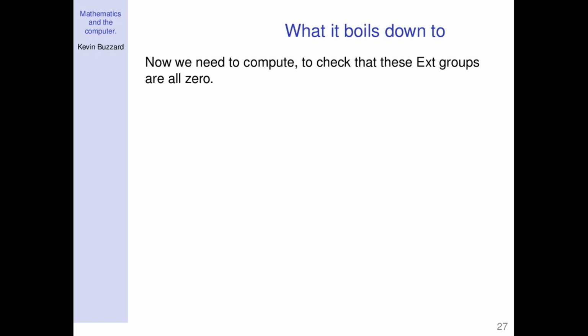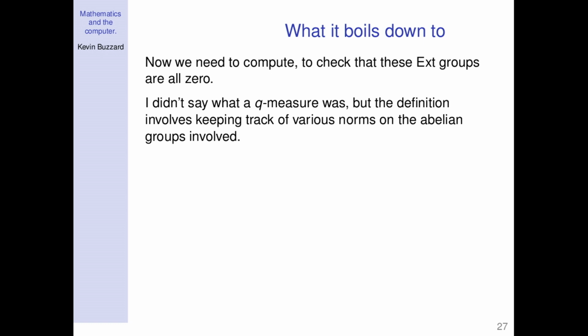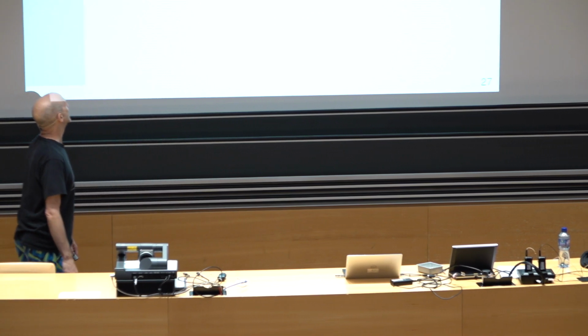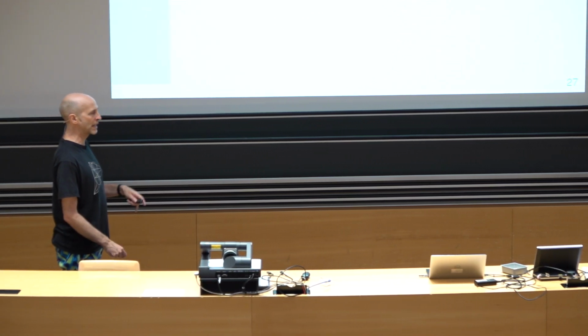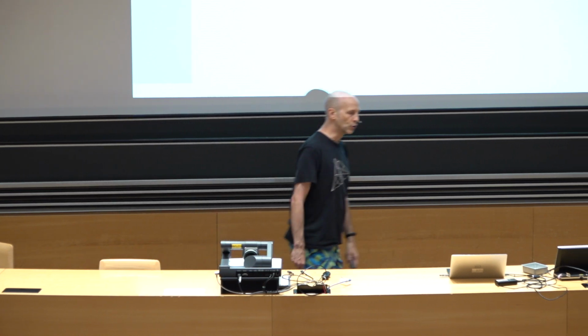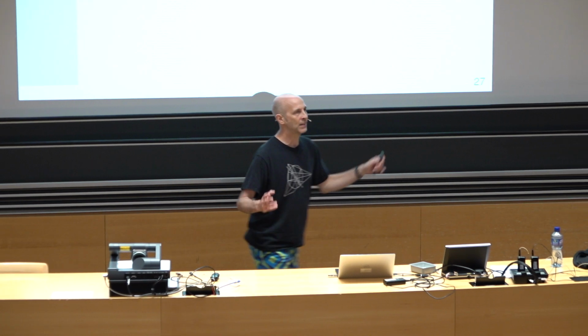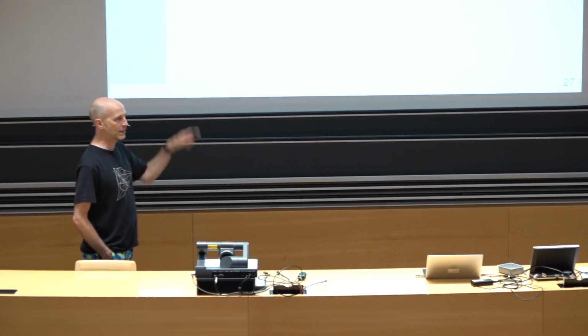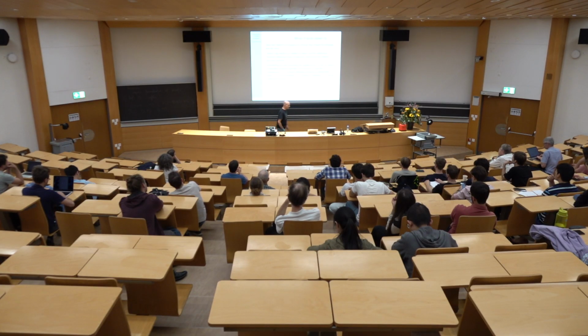But now we know what we've got to do. We've got to check that all these higher Ext groups are vanishing. And I didn't explain what a Q measure was, but we're now going to get dirty and start writing down some completely explicit abelian groups and checking that various things are exact. And these abelian groups, they all have these sums of norm of a_n to the power q, and there's various norms involved on these. You want to look at the things whose norm is at most c, where the norm of some measure is going to be some integral of this thing to the qth power.